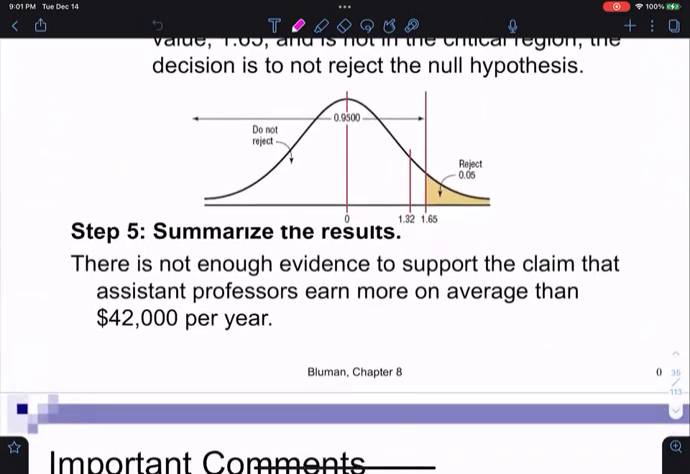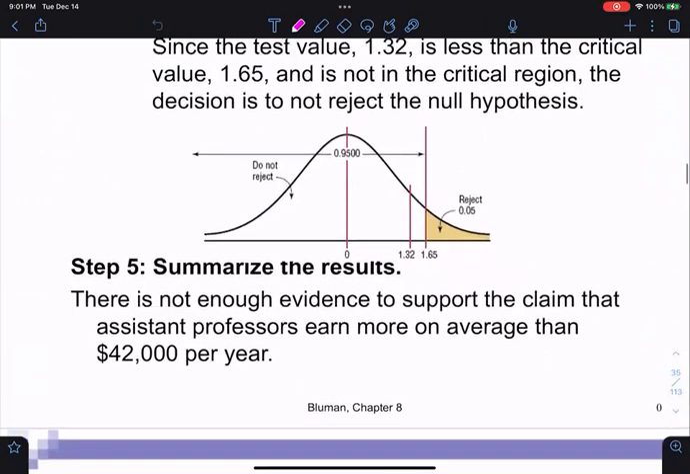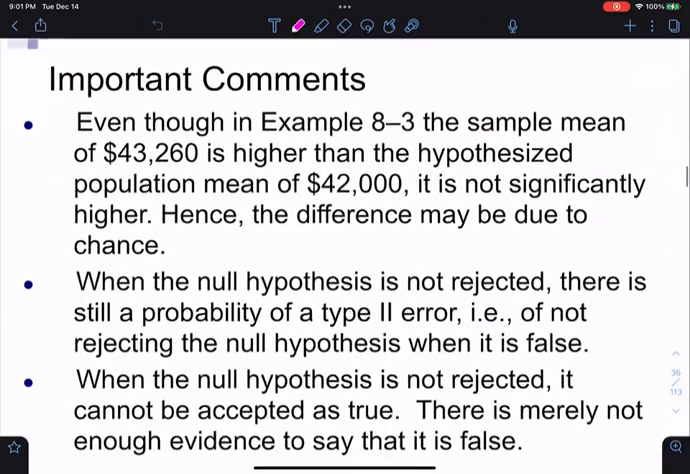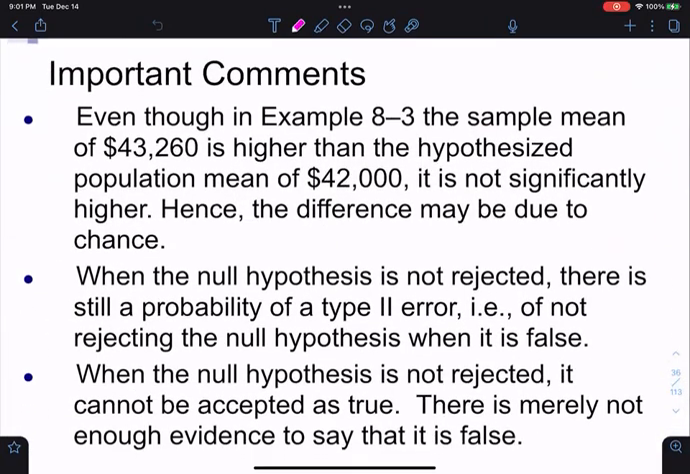Okay, basically the same thing I said, right? Okay, so that's how you do that. So here there are some important comments. Even though in example 8.3, the sample mean of 43,260 is higher than the hypothesized population mean, which is 42,000, it is not significantly higher. Hence, the difference may be due to chance, right? Because we fail to reject the null.